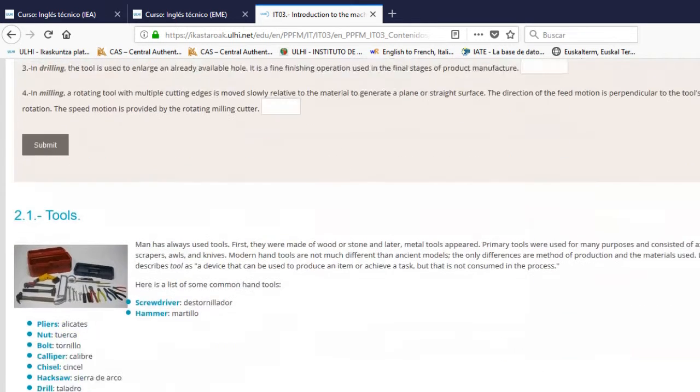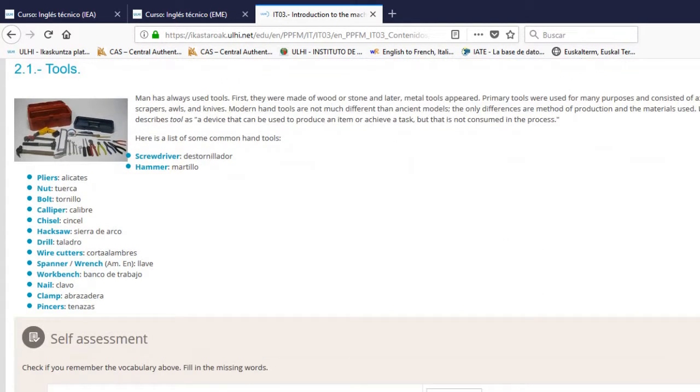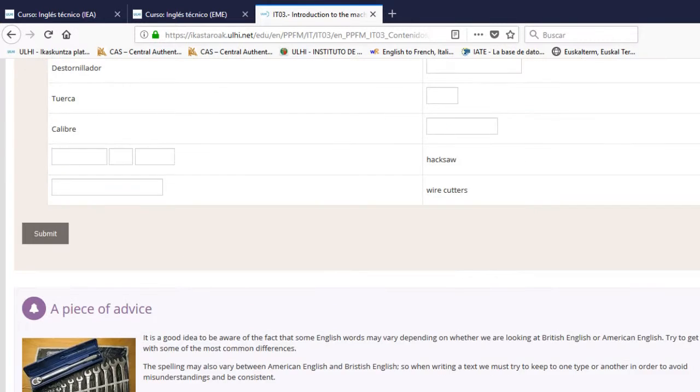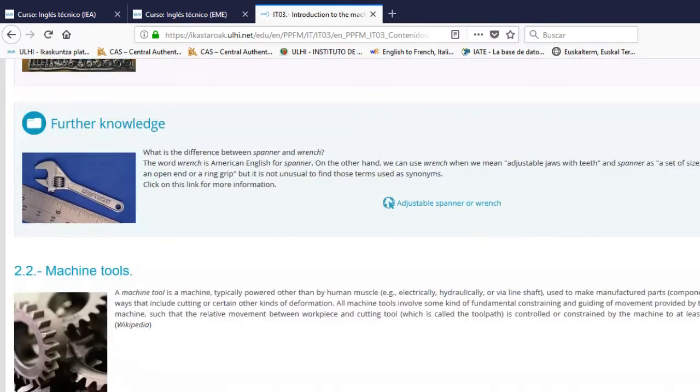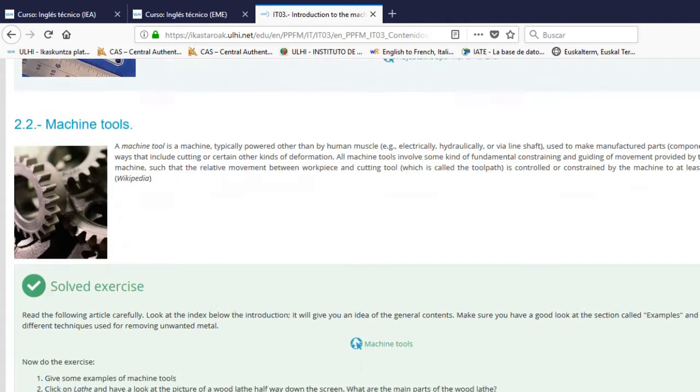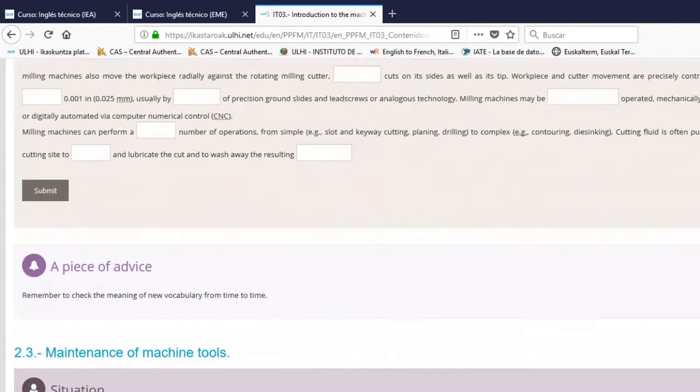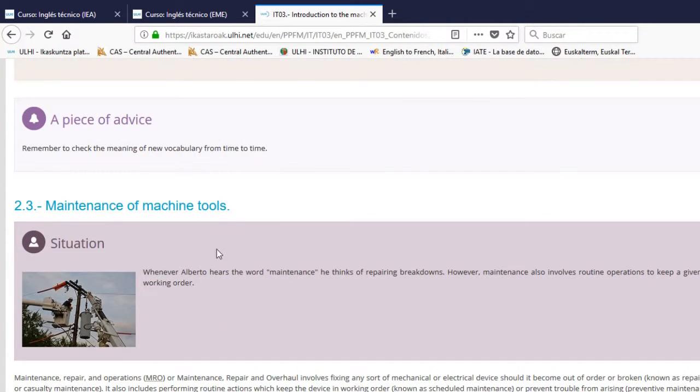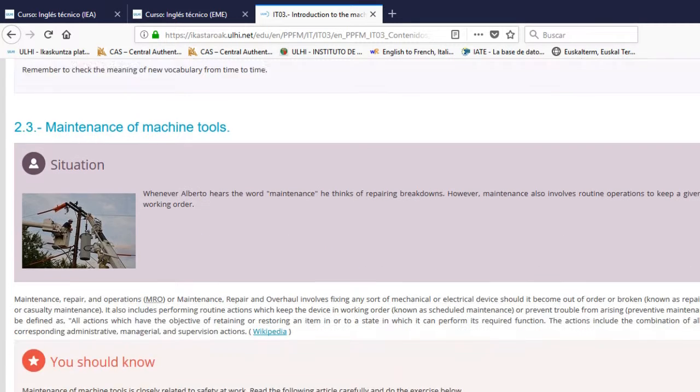We are going to continue talking about tools and some vocabulary, and then we'll continue with machine tools and maintenance of machine tools. As you know, maintenance is really becoming very important. Alberto hears the word maintenance and he thinks of repairing, breaking down things. But maintenance also involves routine operations to keep a given machine in working order. So we'll be talking about maintenance in the machine tool sector.